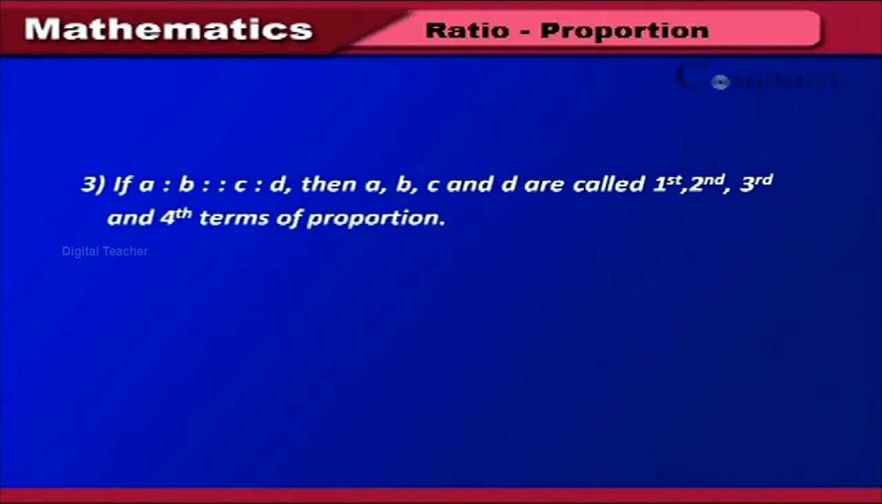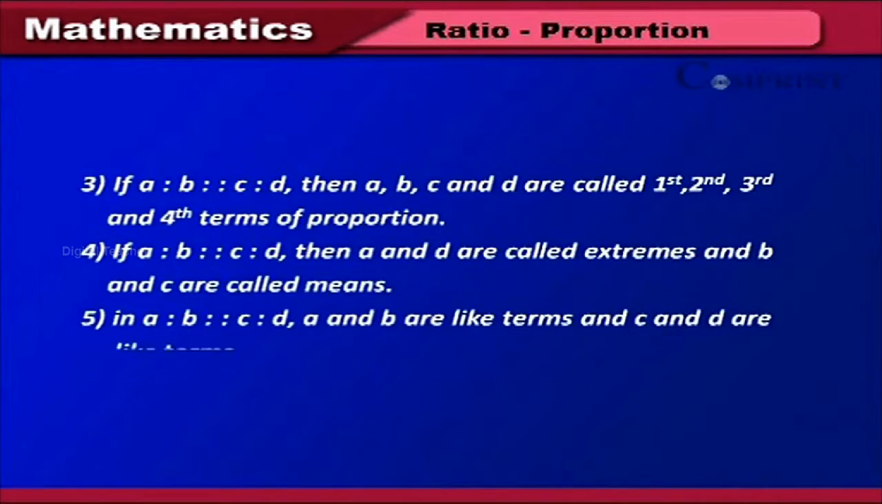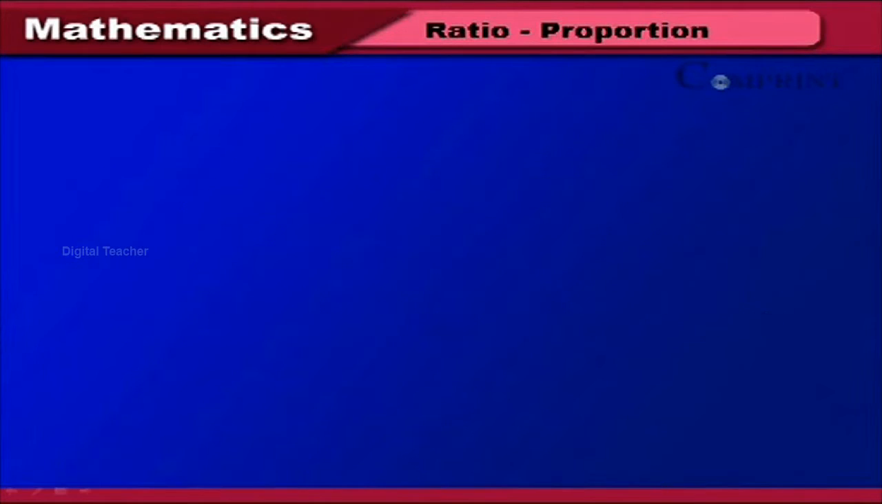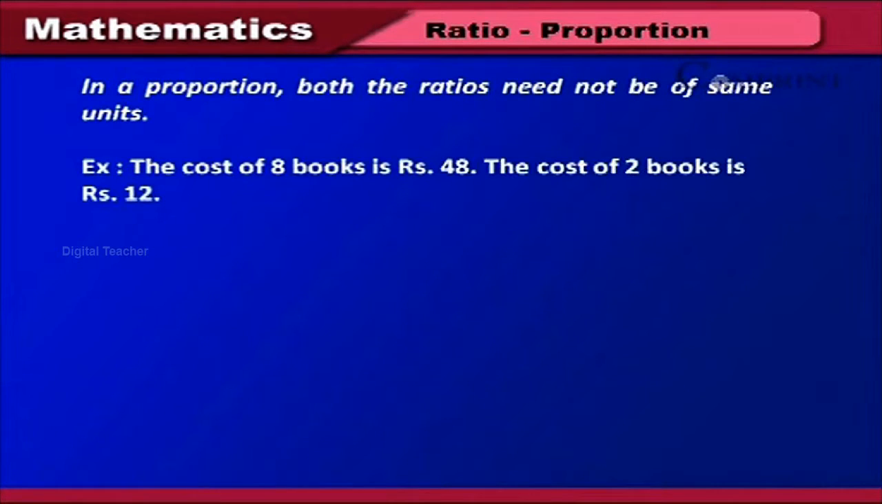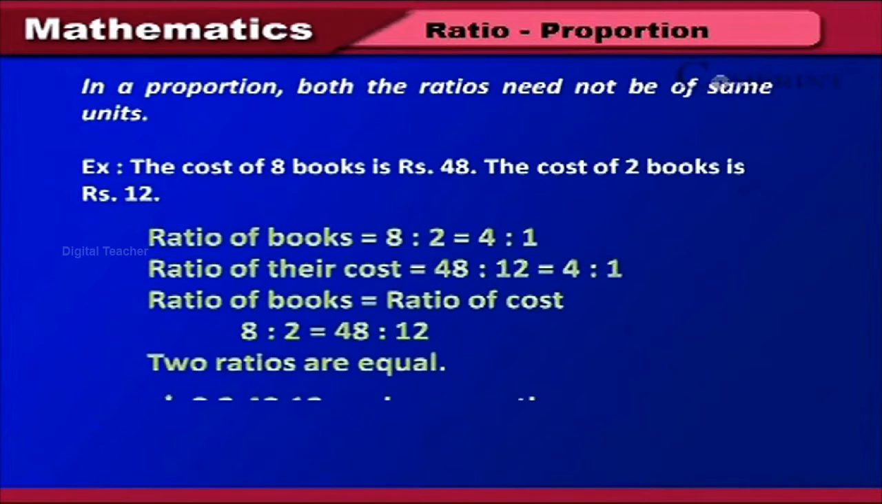If A is to B is as C is to D, then A, B, C and D are called first, second, third and fourth terms of proportion. If A is to B is as C is to D, then A and D are called extremes and B and C are called means. In A is to B is as C is to D, A and B are like terms and C and D are like terms. In a proportion, both the ratios need not be of same units.